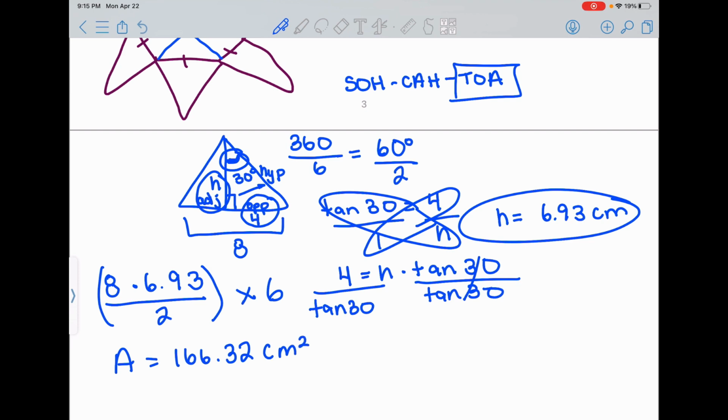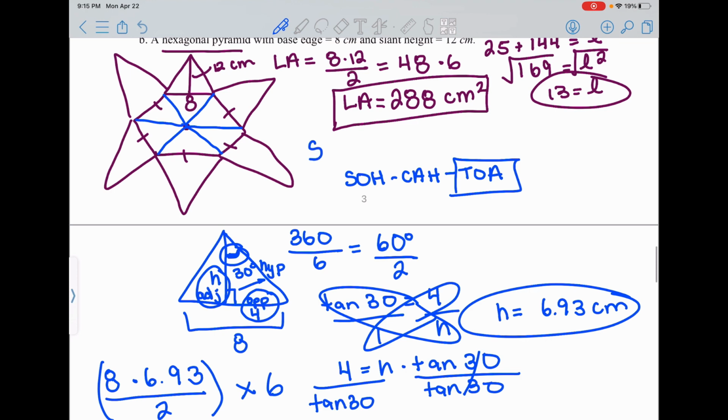And now that I have the area of my base, I can add this to my lateral area to get surface area. So surface area is equal to my lateral area, the 288, plus the area of my base, 166.32, which gives me a surface area of 454.32 centimeters squared.